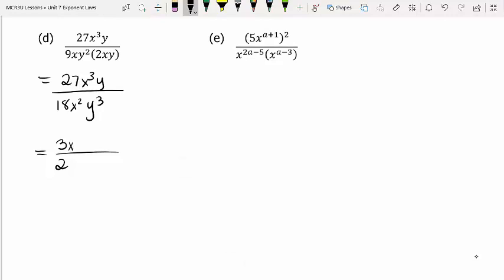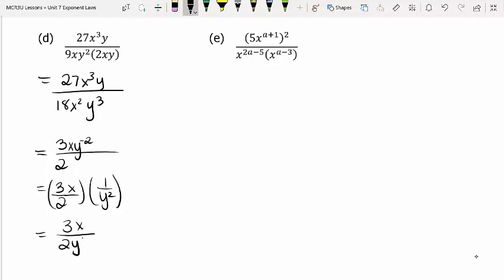Now let's divide y to the power of 1 divided by y to the power of 3. So we'll use our quotient rule on that and we'll subtract the exponents. We get y to the power of -2. Now let's just simplify this by eliminating that negative exponent that the y is raised to. So to do that, it's going to become 1 over y squared. And then that's the same as 3x over 2y squared.